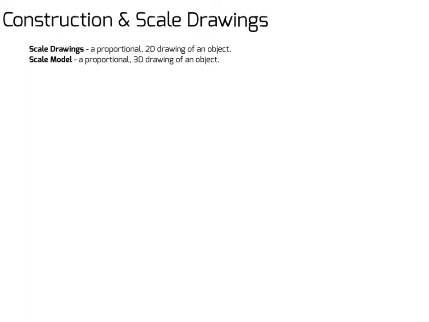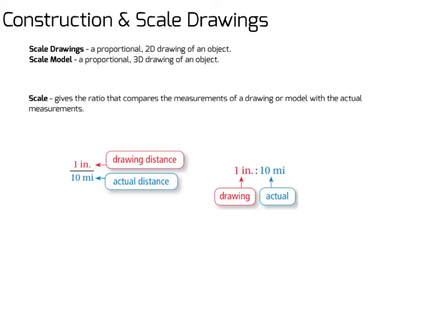Both are proportional. The scale is what actually gives the ratio that compares the measurement of a drawing or a model with the actual measurements of the object. So, for instance, a drawing distance could be 1 inch, and in reality, the actual distance could be 10 miles. You might see this on a map.